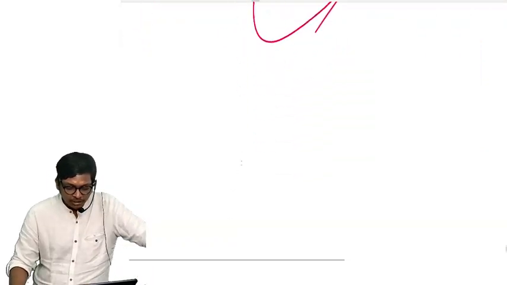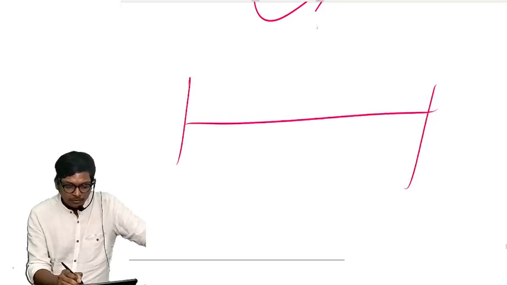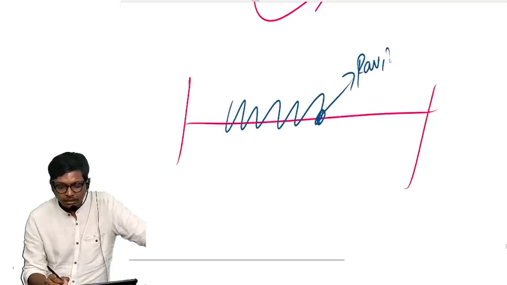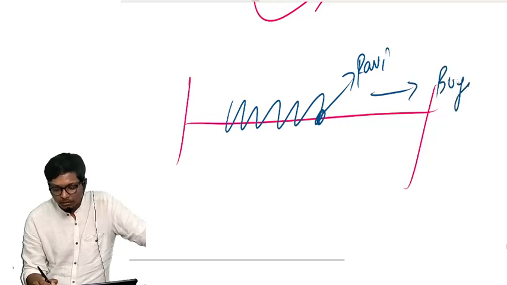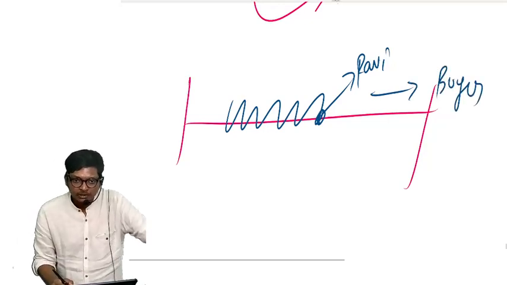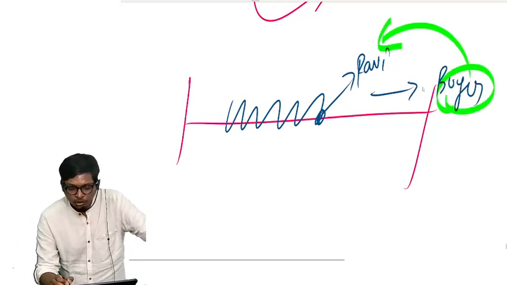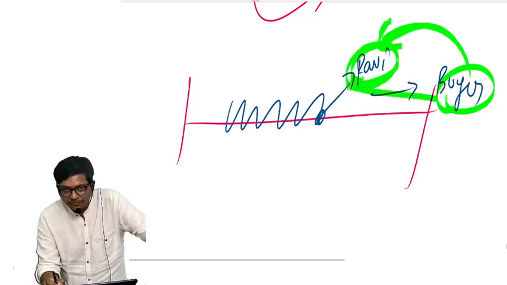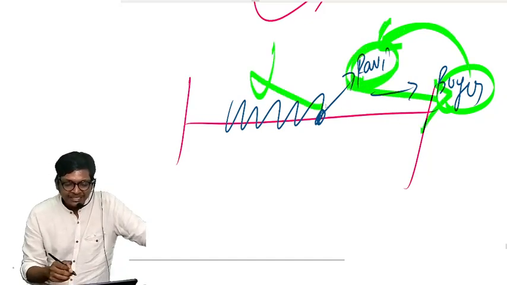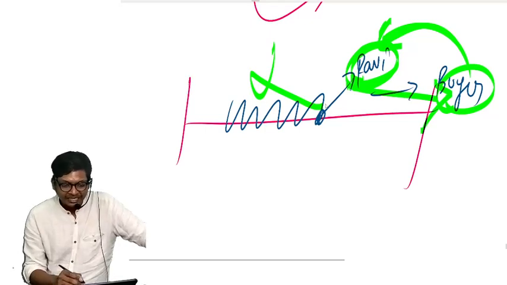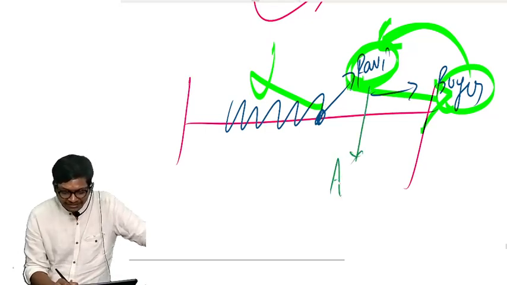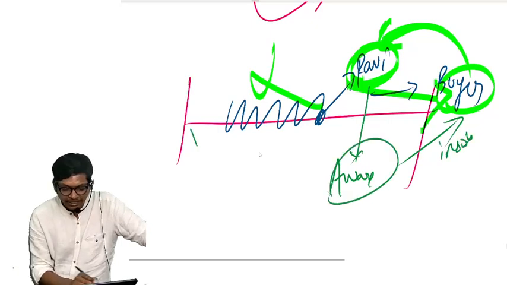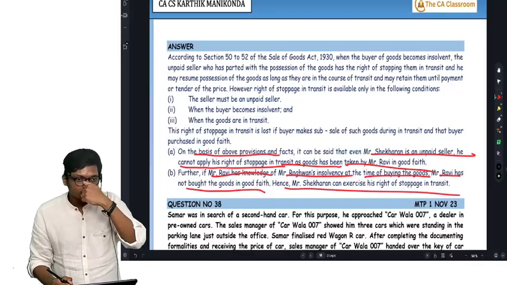So what they are saying is, goods are in transit, but during transit Ravi has taken it on behalf of the buyer. So buyer sold it to Ravi. Because you sold it to Ravi, who has taken possession on behalf of the buyer, you can't exercise right of stoppage in transit. But if Ravi is aware about insolvency, then I can exercise the right of stoppage in transit.